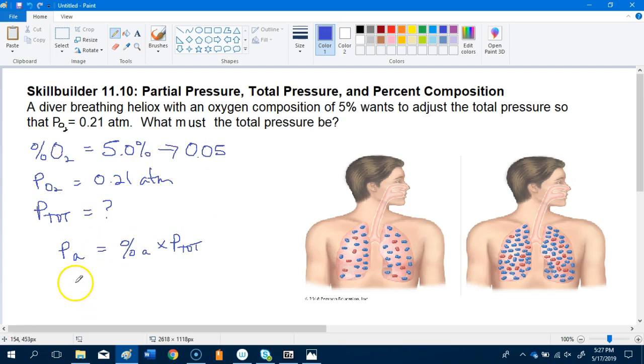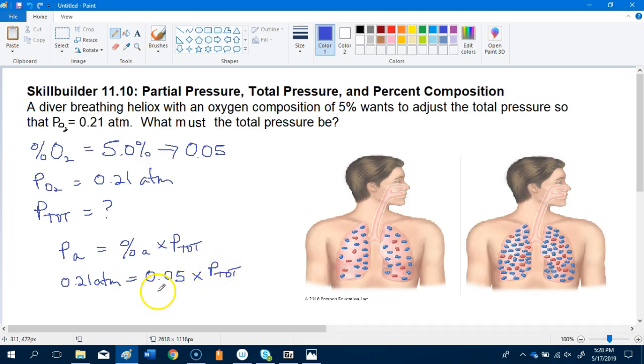Our atmospheres are fine. So now I can go ahead and plug this in. If I know that my partial pressure of oxygen is 0.21 atmospheres, that's going to be equal to my percent composition of oxygen, which is 0.05, times my total pressure, and that's what I'm trying to find.